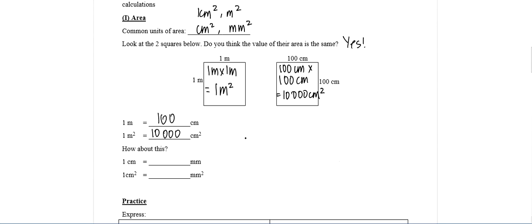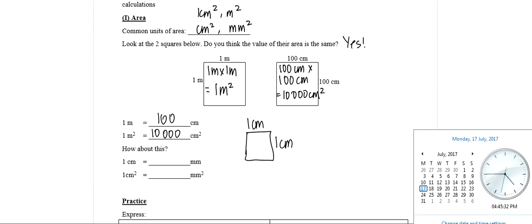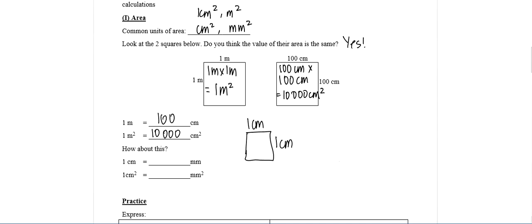What about this? What if I have a 1 cm square? Can I convert it into mm square? Yes. Let us take a look at it. For 1 cm, we understood that it is equal to 10 mm. So this 1 cm square has the same area as a 10 mm by 10 mm square.